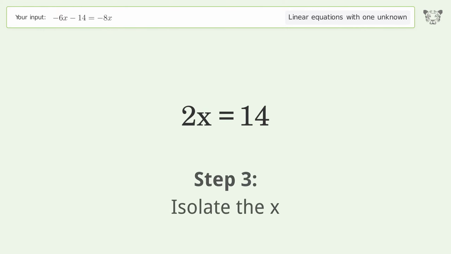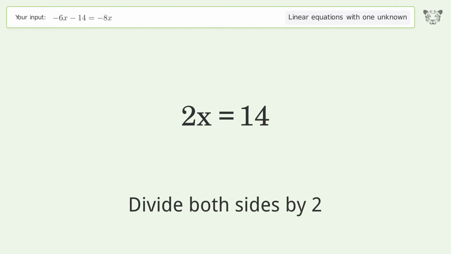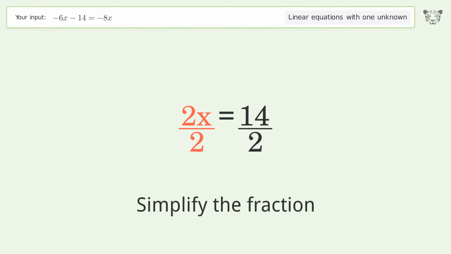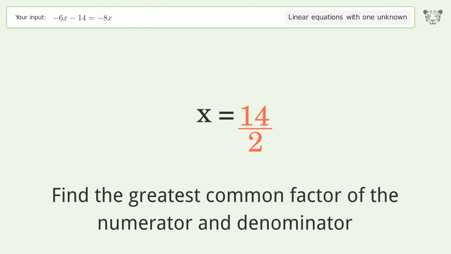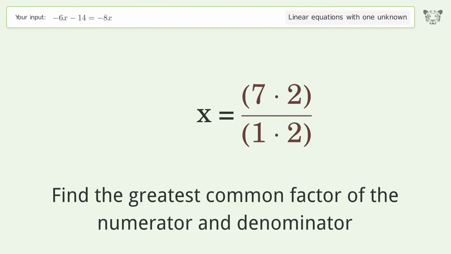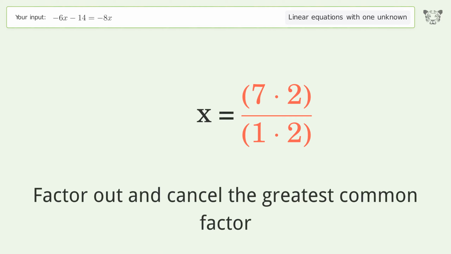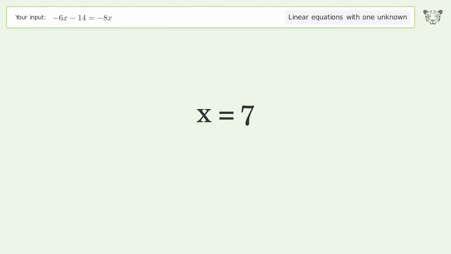Isolate the x. Divide both sides by 2. Simplify the fraction. Find the greatest common factor of the numerator and denominator. Factor out and cancel the greatest common factor. And so the final result is x equals 7.